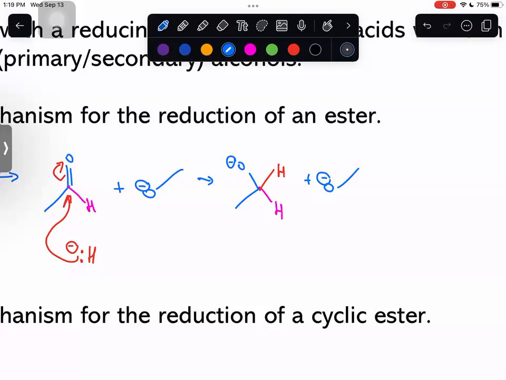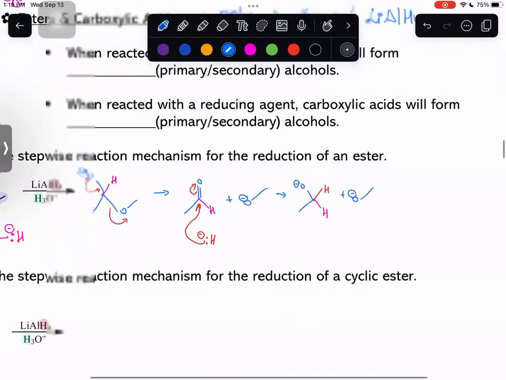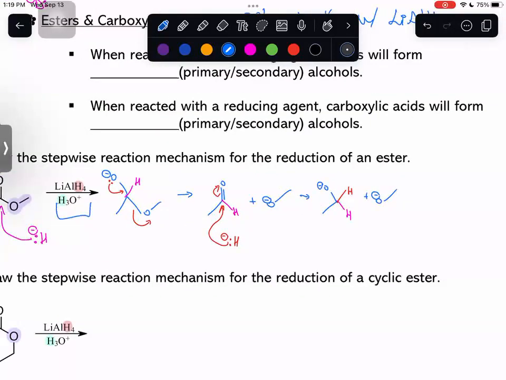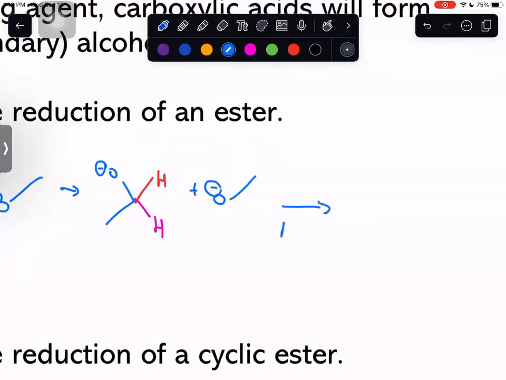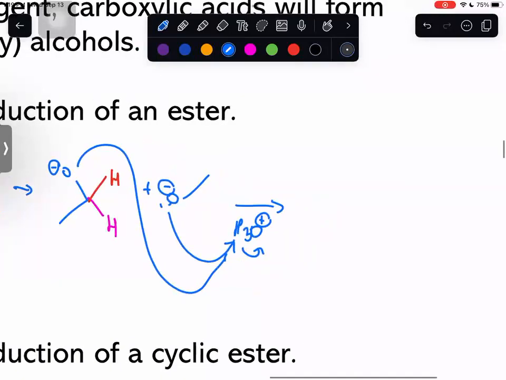Exactly. We're just going to neutralize everything with a simple acid-base reaction. In this case, we have H3O plus as our solvent. So that's going to come back again. And remember, both oxygens are just going to be attacking the acid. And that's it. You end up with 2 alcohols in this case. And then those hydrogens are still there.